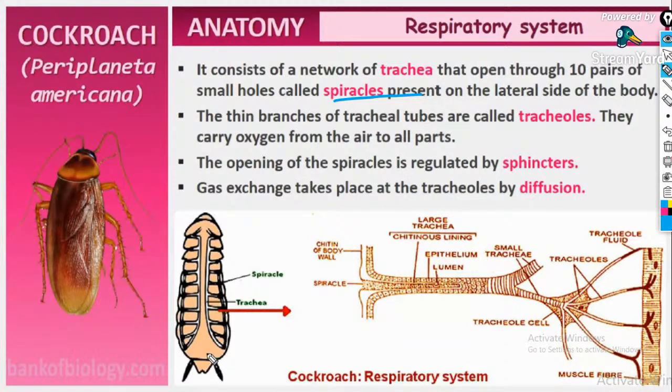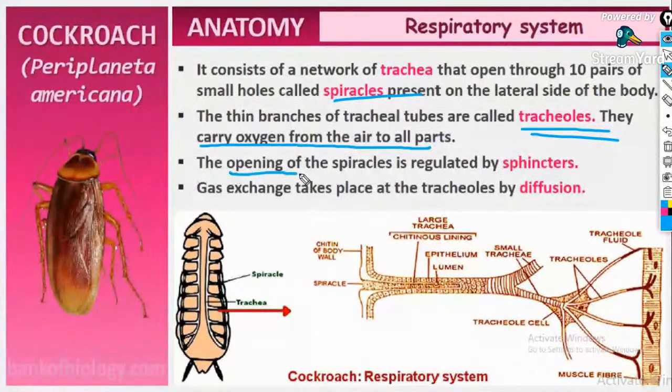So this is a network of trachea that opens into 10 pairs of small holes, known as the spiracles, which is the respiratory organ of cockroach. The thin branches of tracheal tubes are known as tracheoles, and their function is to carry oxygen from the air to all parts of the body of cockroach.